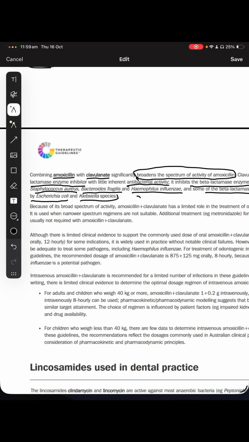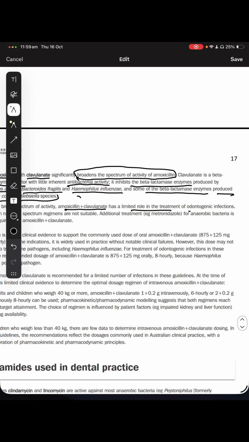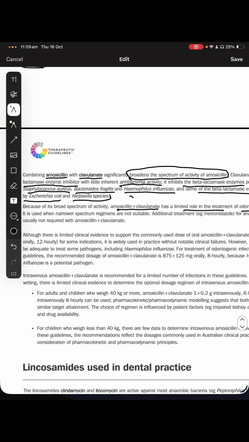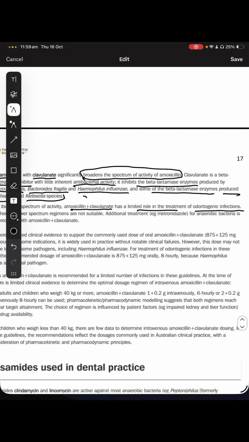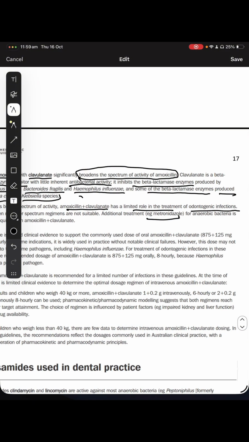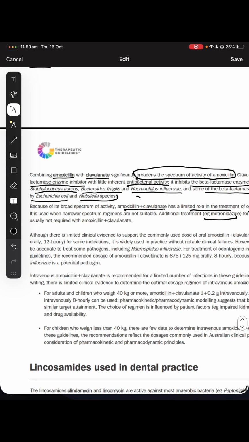Now, because of its broad spectrum of activity, amoxicillin plus clavulanate has a limited role in the treatment of odontogenic infection. It is used when a narrow spectrum regimen is not suitable. Additional treatment, for example, metronidazole for anaerobic bacteria, is usually not required with amoxicillin plus clavulanate.